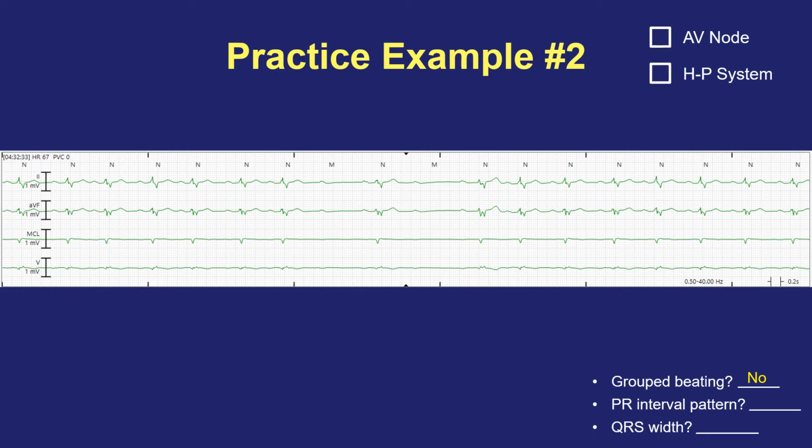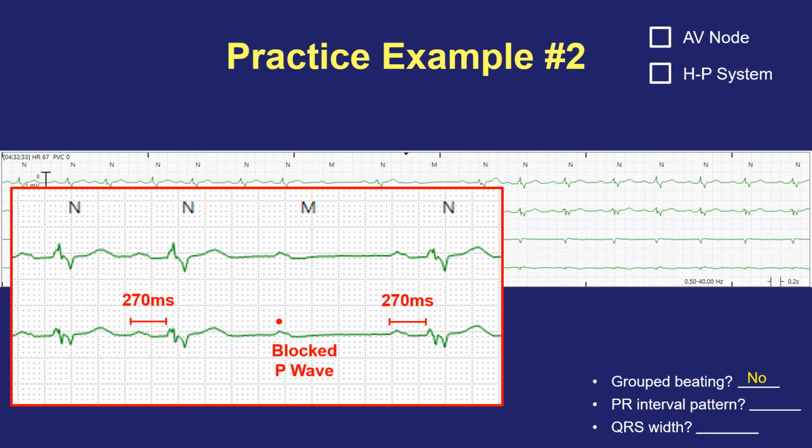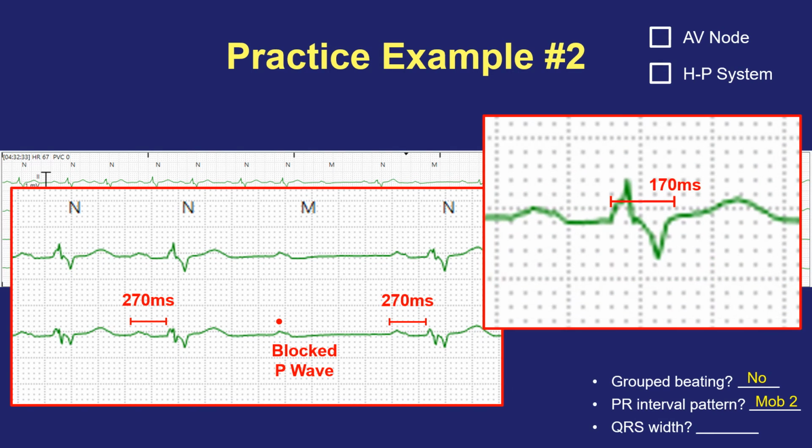What is the PR interval pattern? Let's find a blocked P wave and compare the PR interval before and after. They are the same. That suggests Mobitz 2 pattern. And what about the QRS width? It's wide, suggesting there's a problem with the His-Purkinje tree. So here we have 2 out of 3 features very strongly suggesting that we're having a problem in the His-Purkinje system. This is somebody that you want to pay attention to because you're worried about progression, you're worried about asystole.